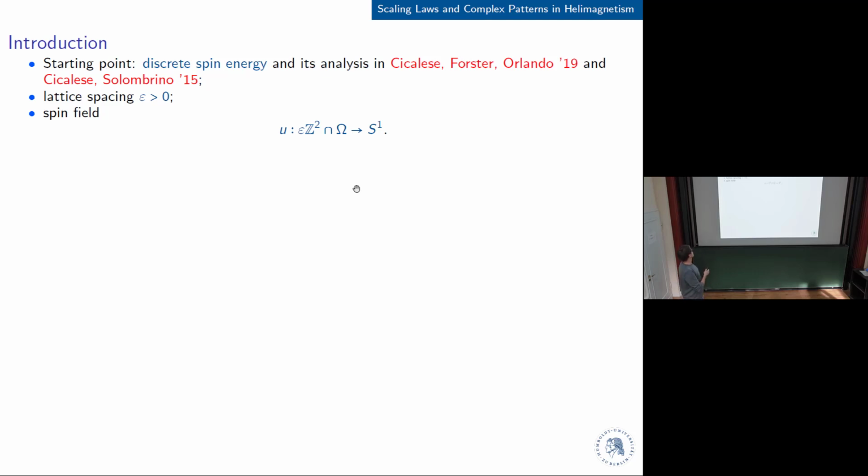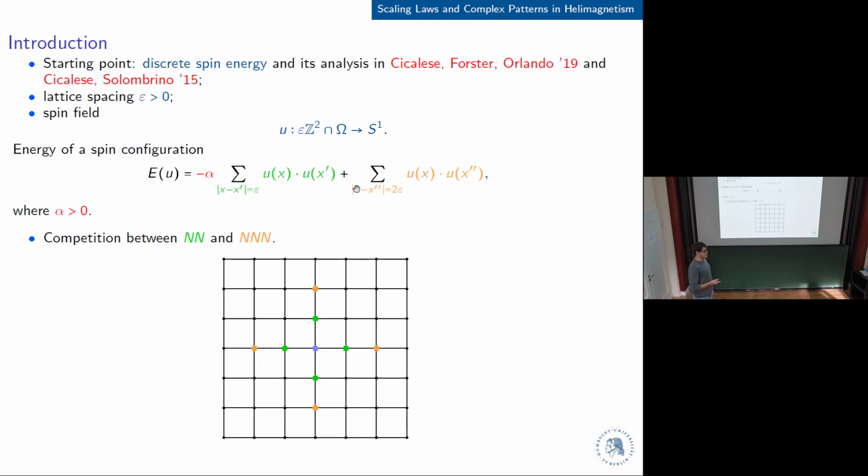So you have a lattice spacing epsilon, and then you take a square lattice with this lattice spacing, and you consider spin fields or just unit vector fields on this lattice. And to such a spin, you assign an energy which has the following form, sometimes referred to as the J1-J3 model. It has two contributions. The first one is an interaction with your nearest neighbor in the grid. The second one is an interaction with, say, your second neighbors in this grid. So the next nearest neighbors normally should be the diagonals.